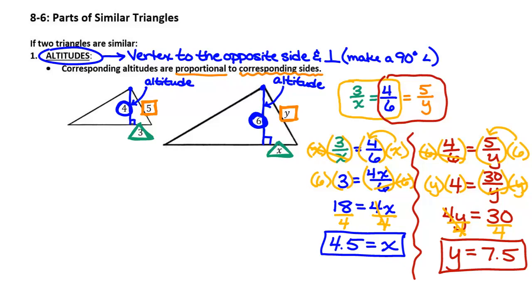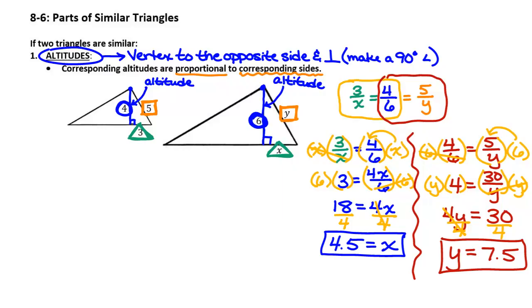All right. So when we have these altitudes, they are proportional to the corresponding sides if my triangles are similar. So I can set up my fractions just like when I'm doing side, side, side, or side angle, side proportionality.